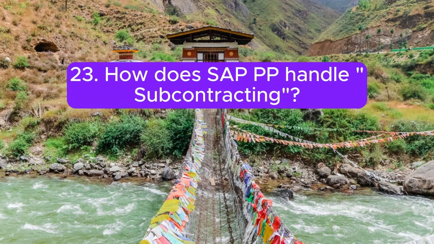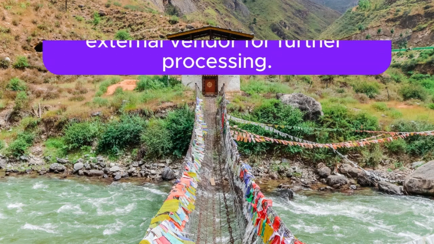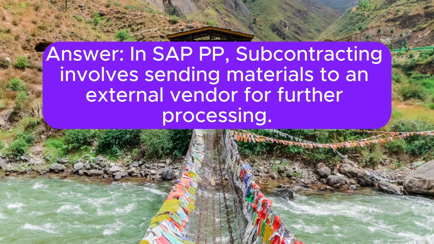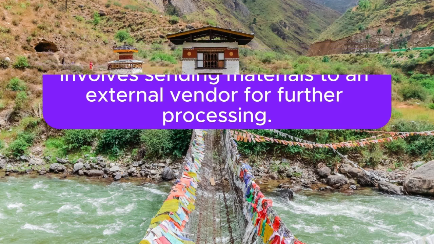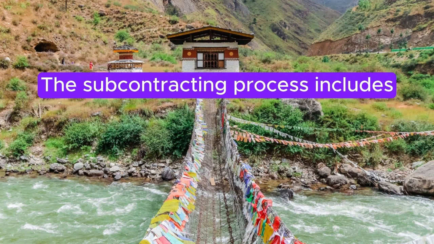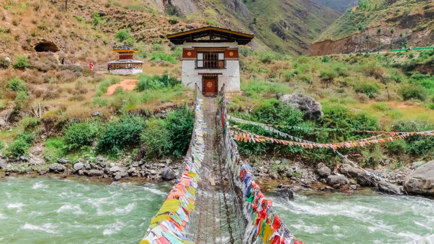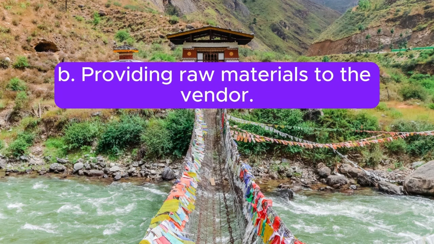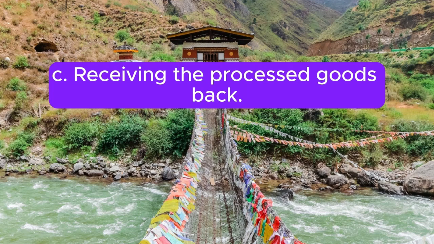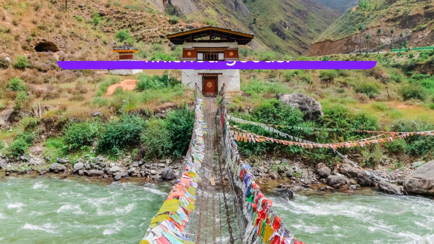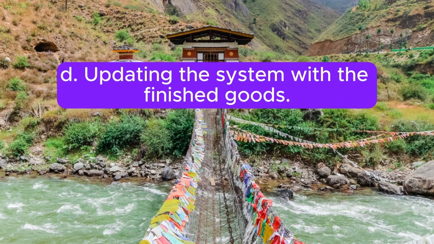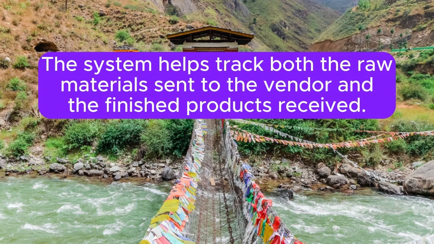23. How does SAP PP handle subcontracting? Answer. In SAP PP, subcontracting involves sending materials to an external vendor for further processing. The subcontracting process includes A. Creating a subcontracting purchase order. B. Providing raw materials to the vendor. C. Receiving the processed goods back. D. Updating the system with the finished goods. The system helps track both the raw materials sent to the vendor and the finished products received.